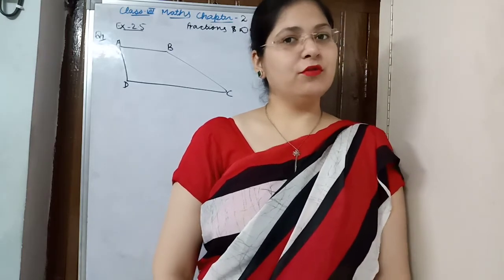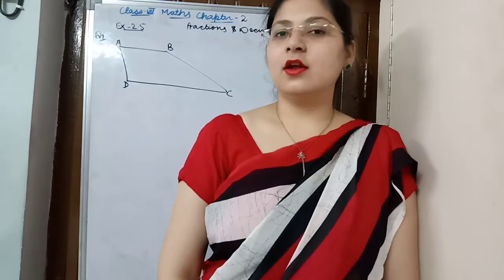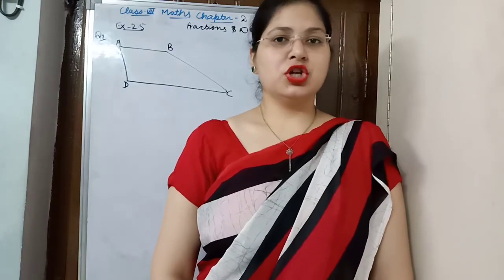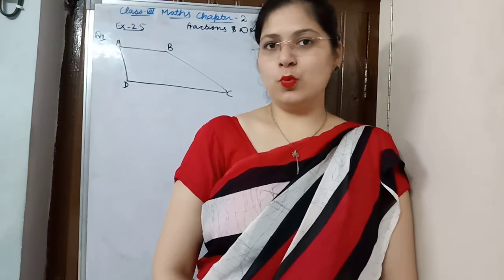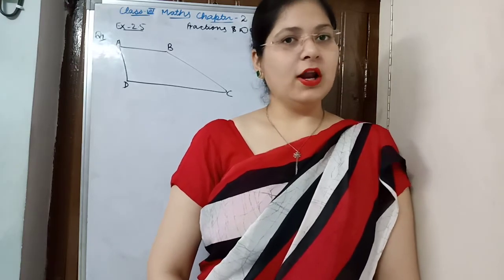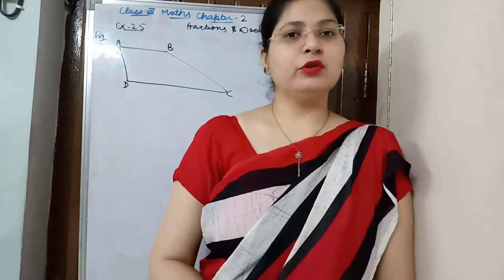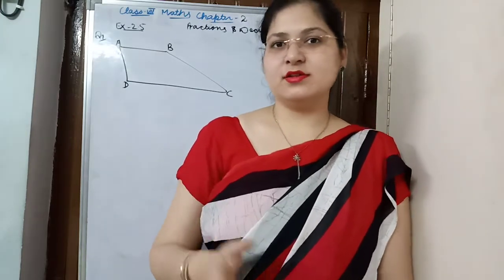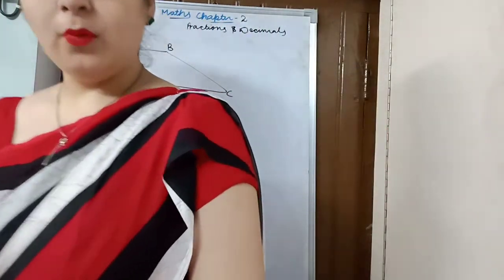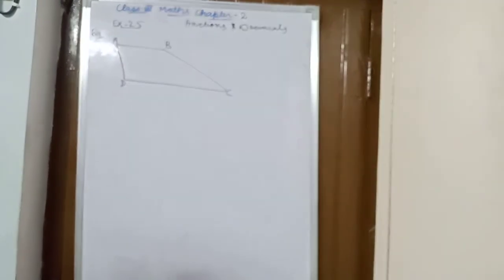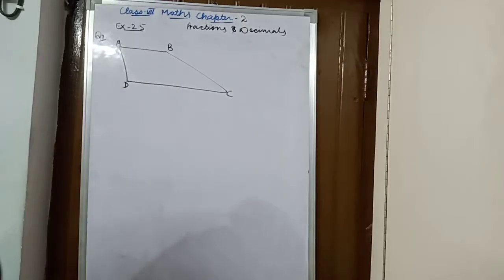In the previous video you have seen that we have done up to question number 6 of exercise 2.5. I hope you have completed your work up to question number 6 of exercise 2.5. Today we are going to start with question number 7 of exercise 2.5, that is of the decimal portion. So open your books, all of you, and read question number 7, what they are saying.